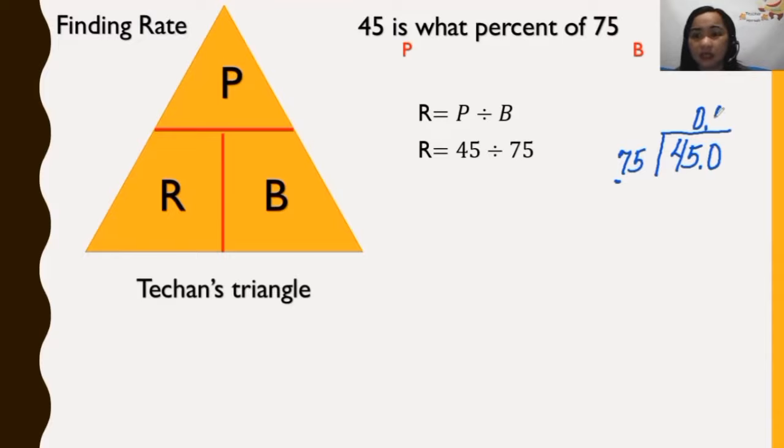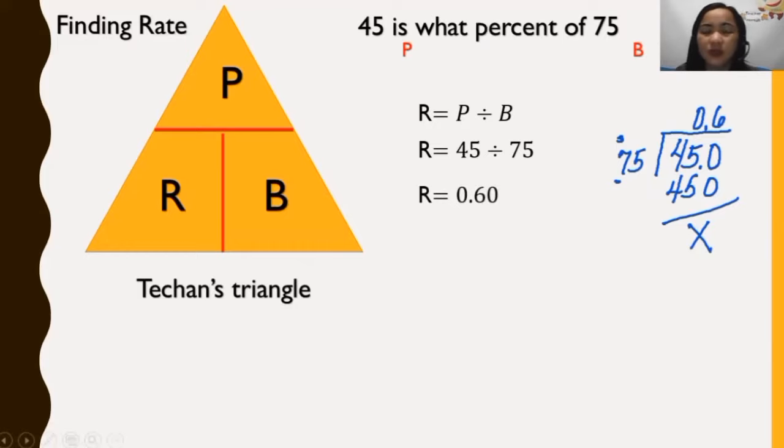That is 6, because 6 times 7 is 42. Let's see, we have 6 times 5 is 30. 6 times 7 is 42 plus 3, 45. Exactly. So this is 0. Just right, isn't it? So now, the answer is, rate is equal to 0.60. We can omit the 0 at the end. Or 0.6, it is the same.